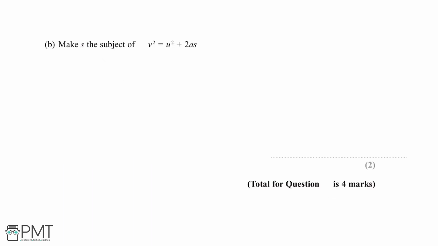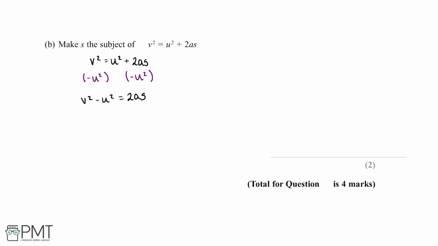Make s the subject of v squared equals u squared plus 2as. So in order to make s the subject of this equation, we're going to want to get s on its own on one side. So the first thing we can do is minus u squared from both sides of this equation. And this gives us that v squared minus u squared is equal to 2as.